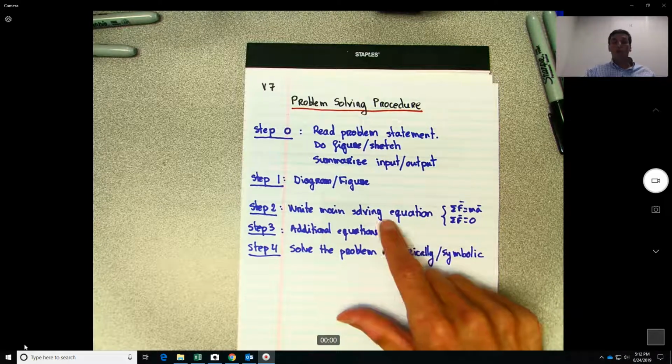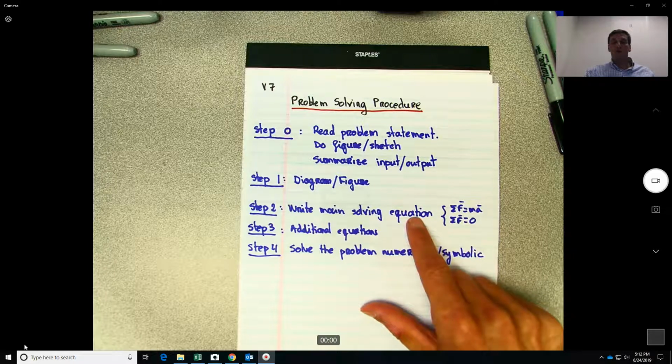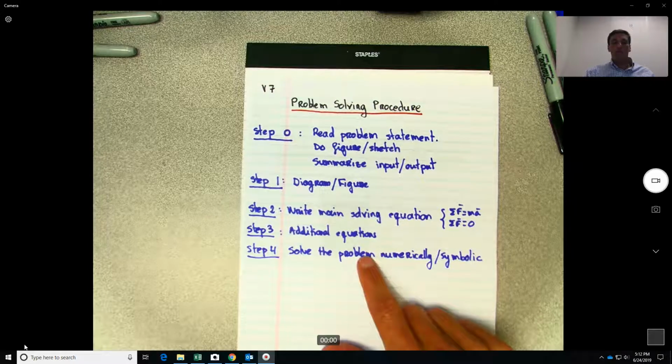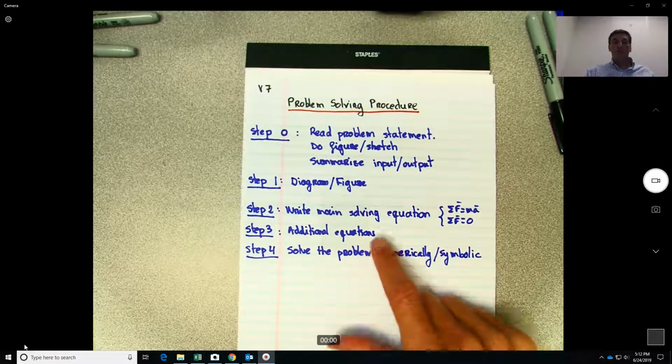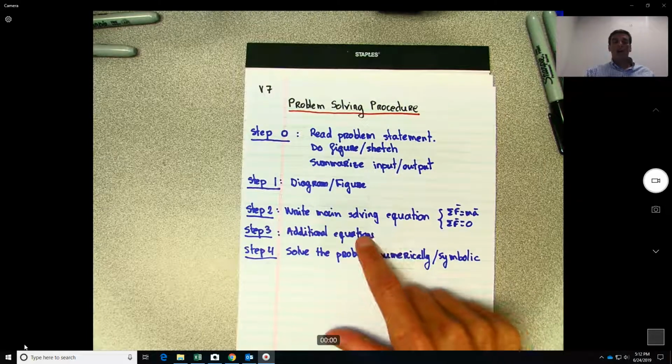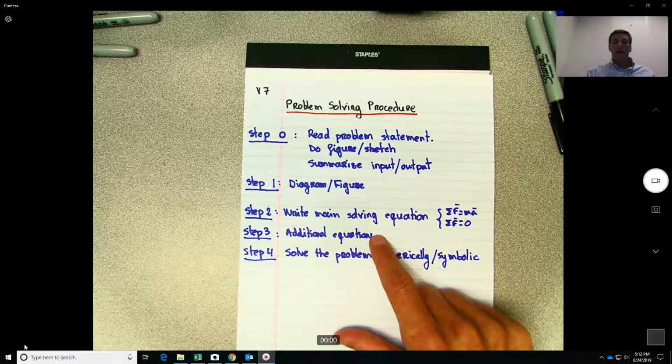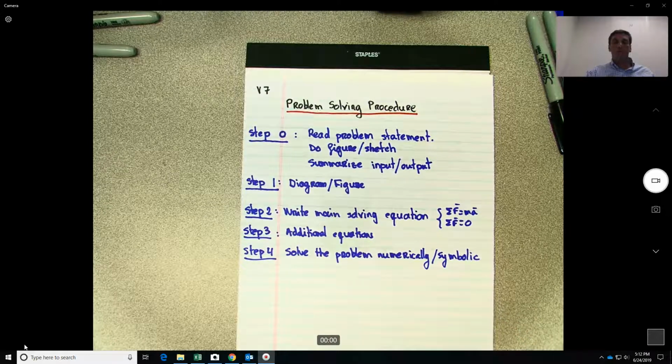If with this equation or equations I have enough information to solve the problem, I just go directly to step 4. But if I don't have enough information after step 2, I go to step 3, where I try to find all the additional equations or conditions that are necessary in order to solve the problem. Okay?